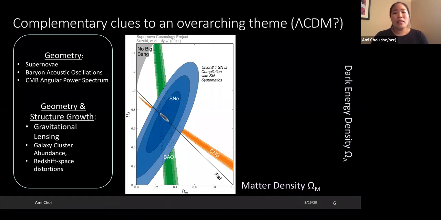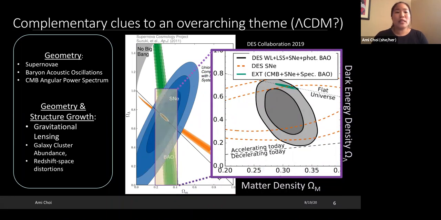If we look at a parameter plot where the matter density, or omega m, is on the x-axis and the dark energy density, omega lambda, is on the y-axis, 10 years ago it looked something like this, where what's shown are geometric probes only, thus the supernovae, BAO, and CMB. We've recently had an update to this, including the weak lensing and LSS information, large-scale structure information.